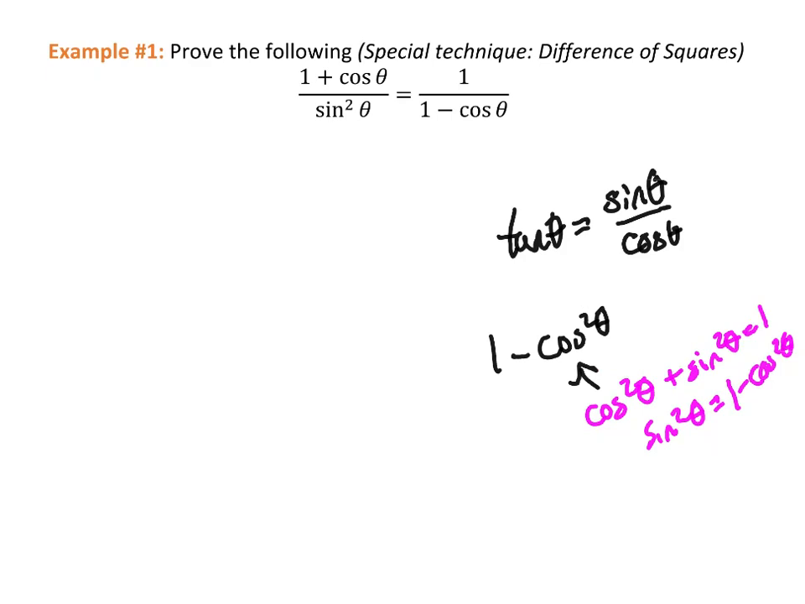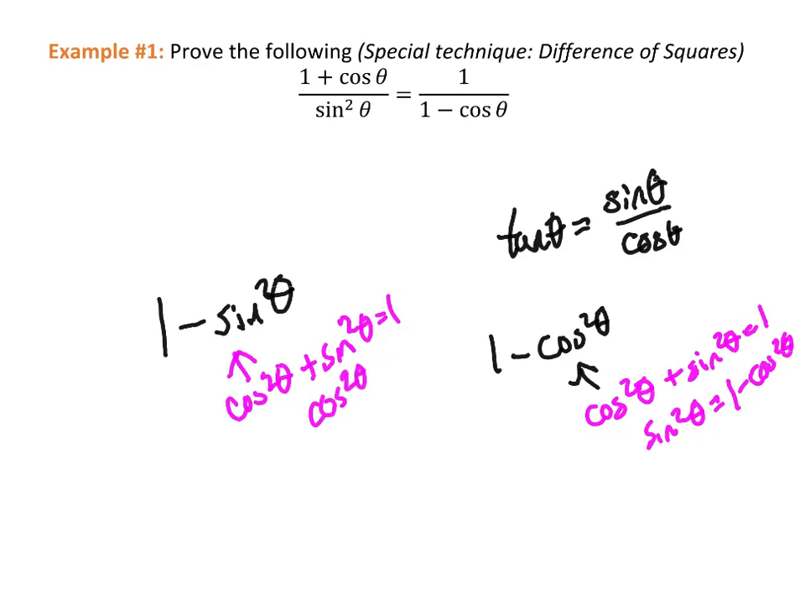The same is true if you see something like this, right? If I saw a 1 minus sine squared theta somewhere, I'd probably want to use my Pythagorean identity here. I know cos squared theta plus sine squared theta equals 1. So if I move the sine squared to the other side, then cos squared theta is 1 minus sine squared theta. So it probably makes sense to replace all that 1 minus sine squared theta with a cos squared theta.